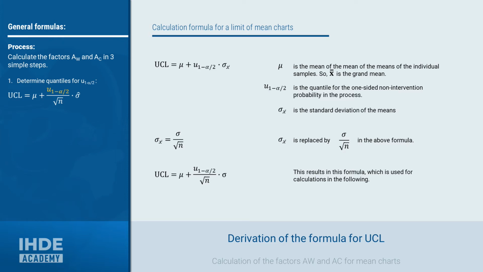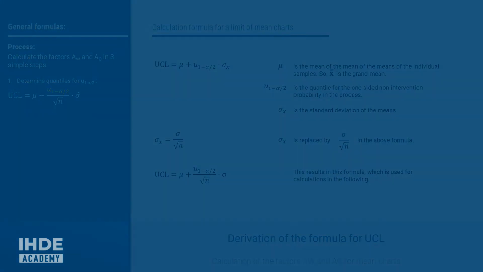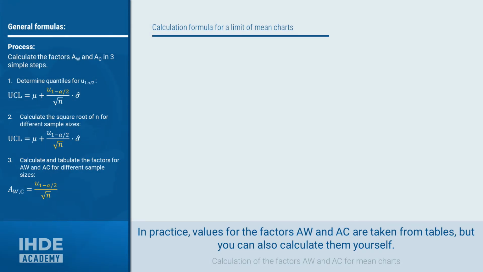So, now that we are clear about the formula to be used, the first step will be to determine the quantiles for the standard normal distribution that we have already mentioned. Then the square root has to be calculated for different sample sizes. This will just be sort of a subcalculation in a spreadsheet. The quotient must then be formed from these two results in order to obtain the factors for AC and AW.